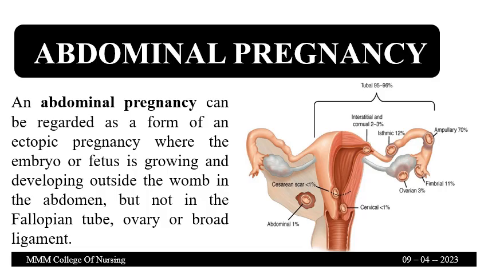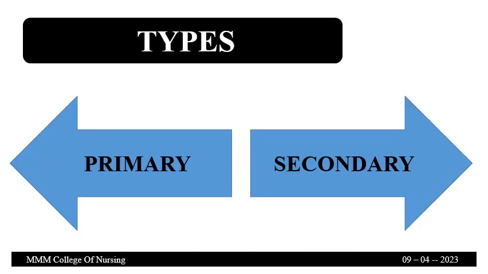Next is abdominal pregnancy. Abdominal pregnancies are rare. A primary abdominal ectopic pregnancy is a result of implantation of the fertilized ovum on the peritoneal surface. An abdominal pregnancy can be regarded as a form of an ectopic pregnancy where the embryo or fetus is growing and developing outside the womb in the abdomen but not in the fallopian tube, ovary or broad ligament. So that's called abdominal pregnancy.